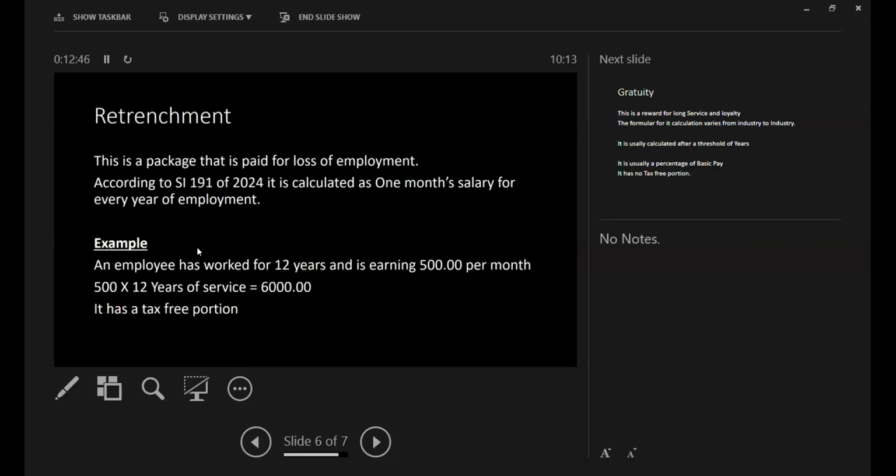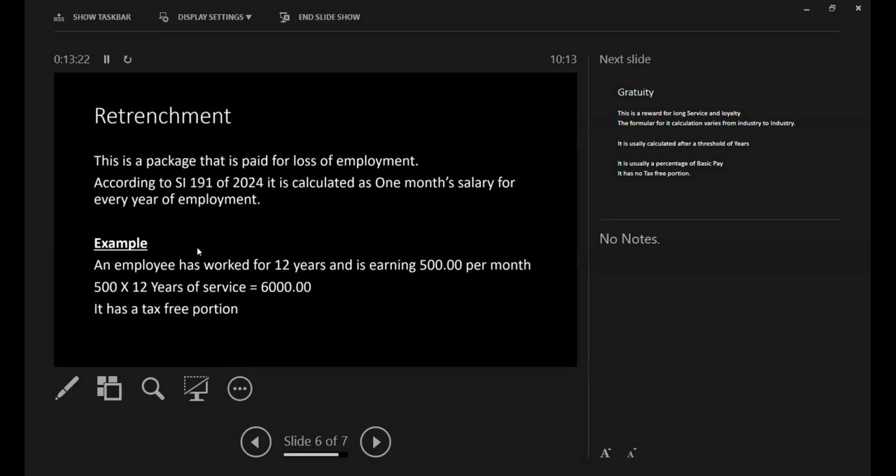If an employee has worked for 12 years and is earning $500 per month, you then say 500 multiplied by 12 years of service to give you $6,000. That is what the employee will then be paid. So if you are going to be doing a retrenchment provision, I know some of you clients like to do a provision for retrenchment. You can actually use that formula. You can take how many years an employee has worked, multiplied by the current basic salary, and then you find out how much your retrenchment would be for that particular employee.